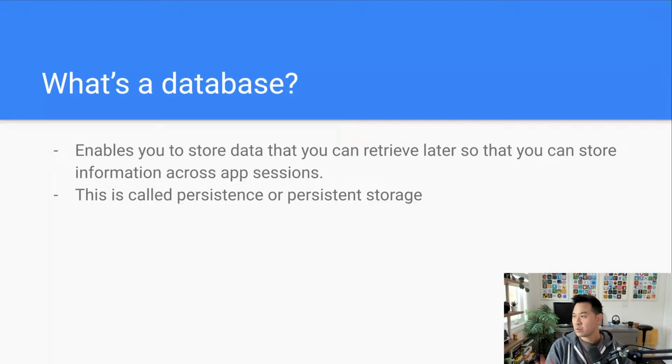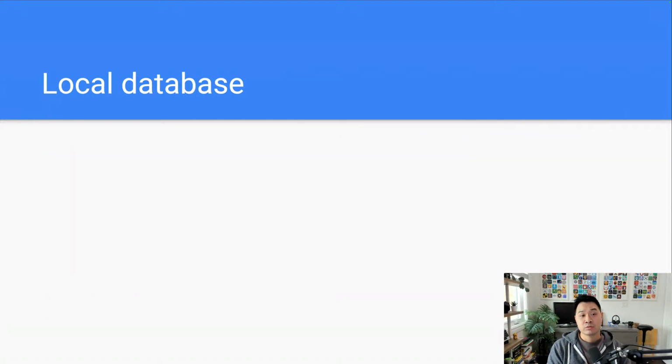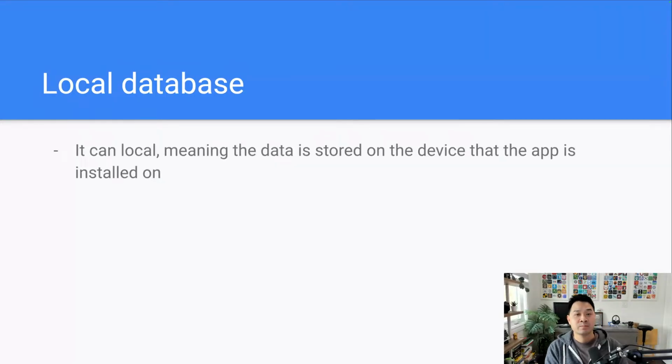What's a database? For the people who have not done the databases course, very quickly, it essentially allows you to store data that you can later retrieve. So for example, if you have a calorie tracker, it would kind of be useless if you tracked some calories and then when you restarted the app, the data that you logged was gone. But we need to be able to store that data. And this is usually called persistence or persistent storage. And a database allows us to store that data across different app sessions.